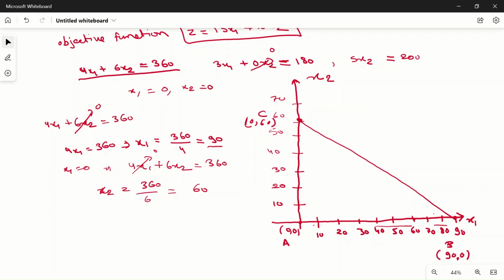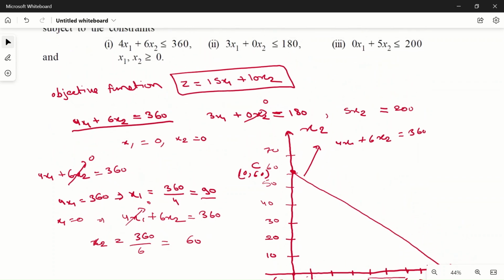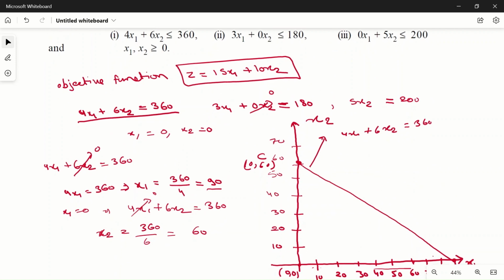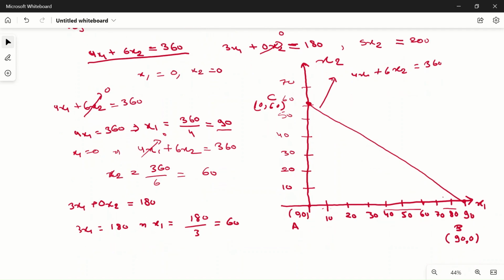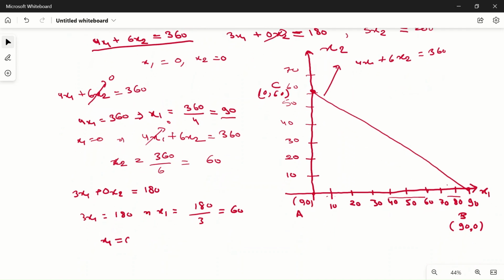So this line is going from 0, 60 to 90, 0. This line is 4x1 plus 6x2 is 360. Similarly, our second constraint is 3x1 plus 0x2 is equal to 180. So 3x1 is equal to 180, x1 is 180 divided by 3, which is equal to 60. So our second line is x1 is equal to 60.